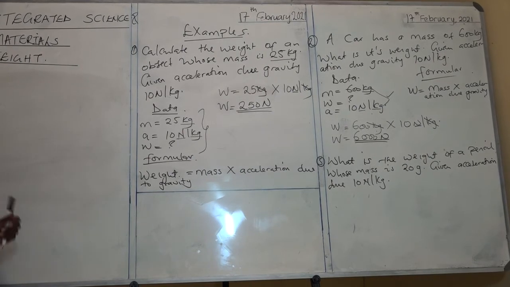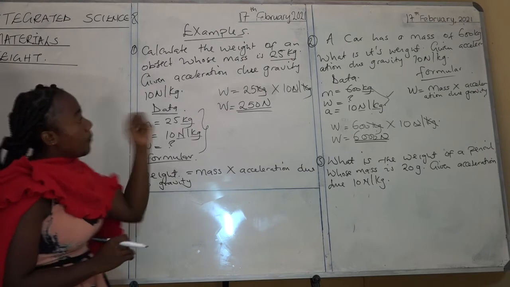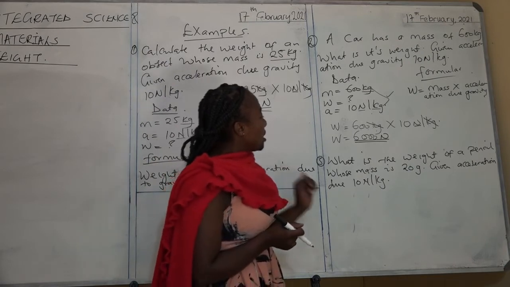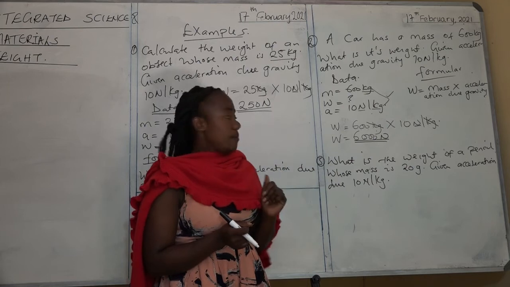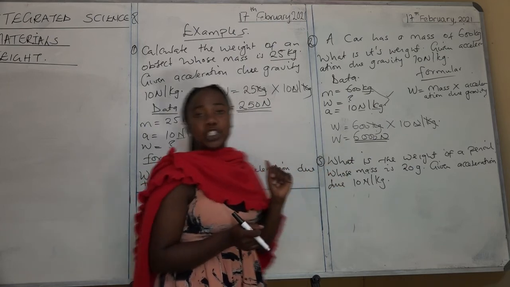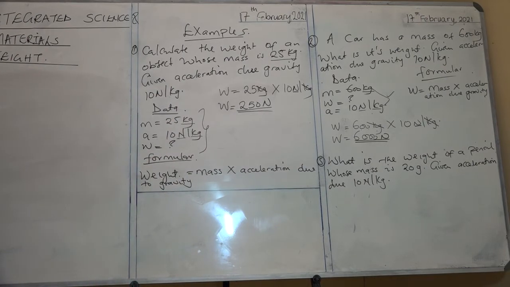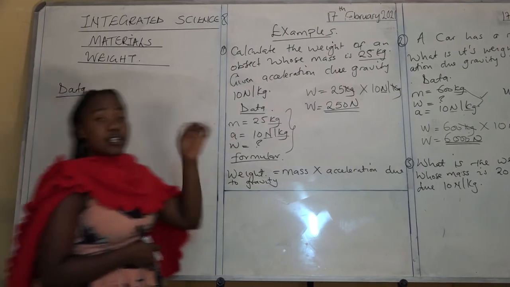So what are we supposed to do when you're given such a question? Because at least we've had example 1, example 2. Now we're dealing with example 3, okay? The question reads, what is the weight of a pencil whose mass is 20 grams? Given acceleration due to gravity 10 newtons per kg. So we collect our data, we write data here, okay? So data is the information that we've been given in the question.